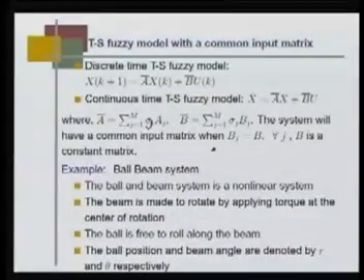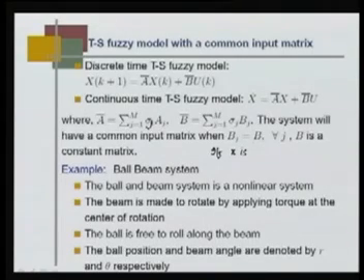What I am trying to say is that if my state vector x is in a specific fuzzy zone j, then all that I am saying is that my x dot is A j x plus B u, not B j, B u, where B is a constant matrix. So, this is called common input, and this B matrix is same for all the rules. So, when this is done, such a system is known as a TS fuzzy model with common input matrix. The input matrix is common for all linear subsystems.